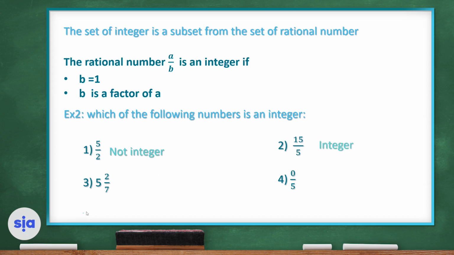Question 3, 5 and 2 over 7. Can this mixed number be written as a whole number? Definitely no, so it's not an integer. Question 4, it's 0 over 5, which is equal to 0, and 0 is an integer.